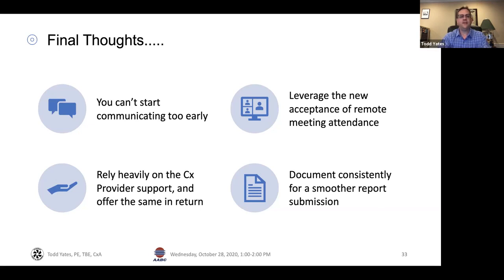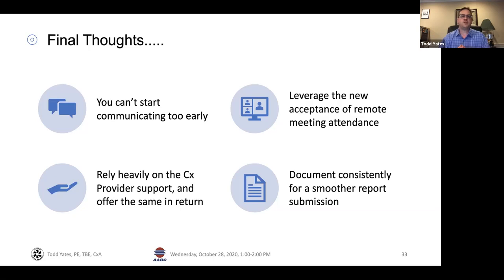Rely heavily on your CX provider support and offer the same in return. As I said, it's a two-way street. This is not just about how we get more in, for ourselves as a test and balance contractor, but how can we give back? How can what we're doing benefit the construction team, benefit the project, ultimately benefit the owner?